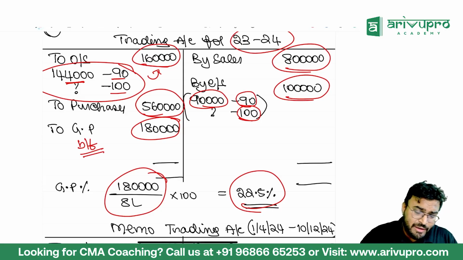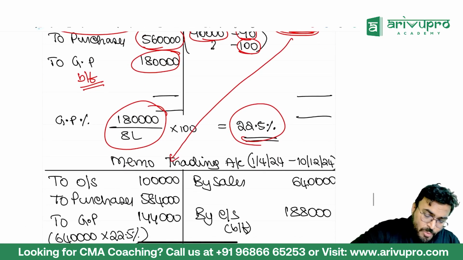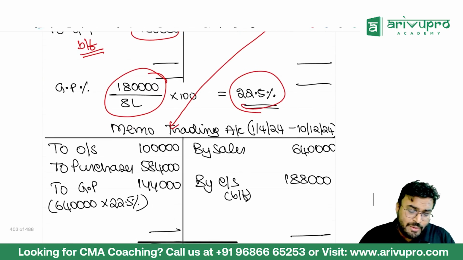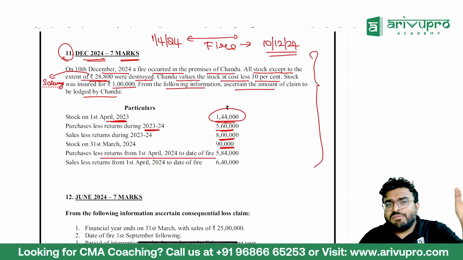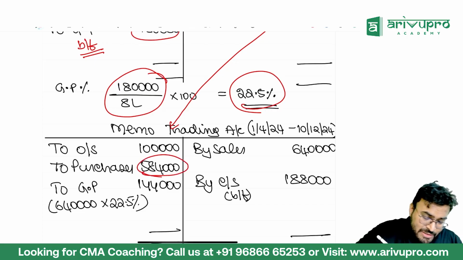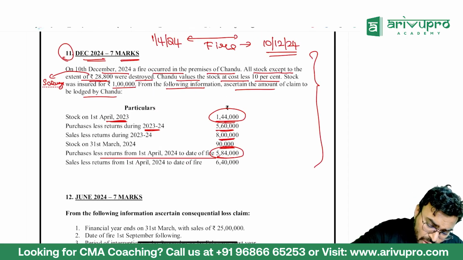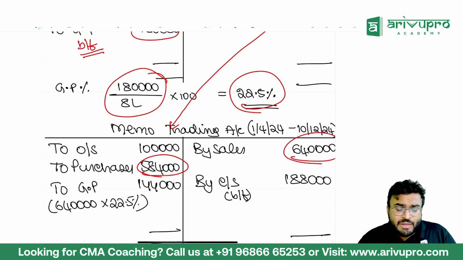Prepare memorandum trading account. Last year's closing stock will be this year's opening stock. Then they have told purchase less returns from 1st April. Starting of the year till the date of fire, they have made 5,84,000 purchases. Take that as purchases. Then they have told they have made 6,40,000 of sales. Take that as sales.